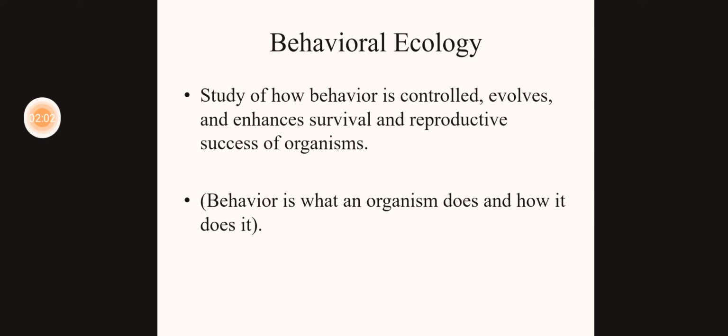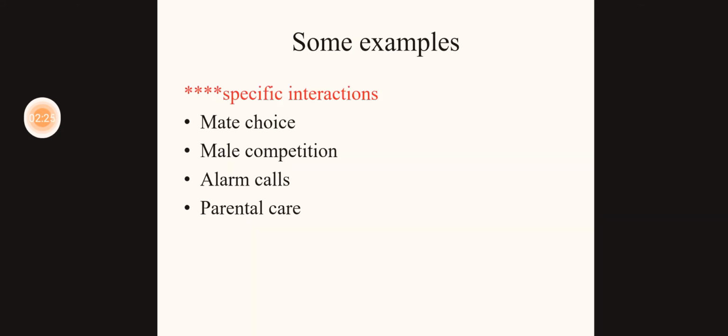So what is behavioral ecology? It is the study of how behavior is controlled or evolved, or with the passage of time changes, and enhances survival and reproductive success of organisms. Behavior is what an organism does and how it does it: how they behave, how they survive, how they reproduce to pass success to the next generation.